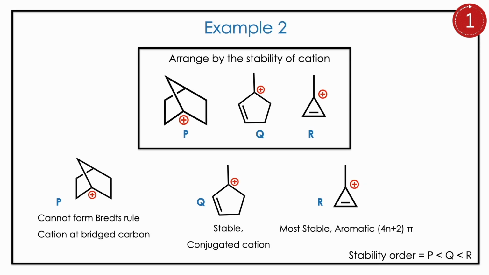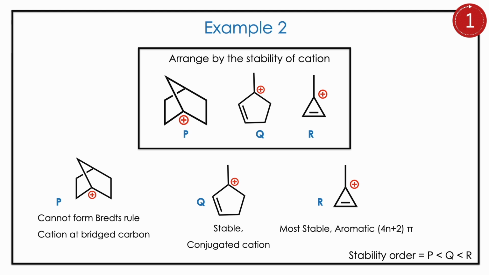Then the next example: the question is about stability of cations. P is a bicyclo compound with a cation. Q is a cyclopentenyl cation. R is a cyclopropenyl cation. There are three cations, so we should find the stability order. From Bredt's rule, we can predict that P is least stable because a cation cannot form at the bridged carbon.